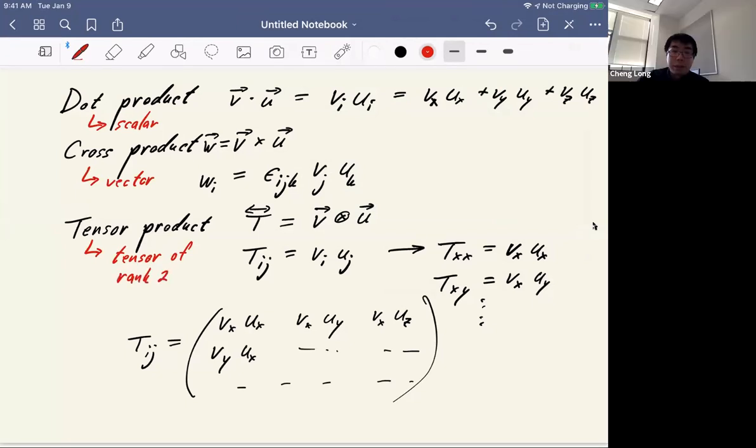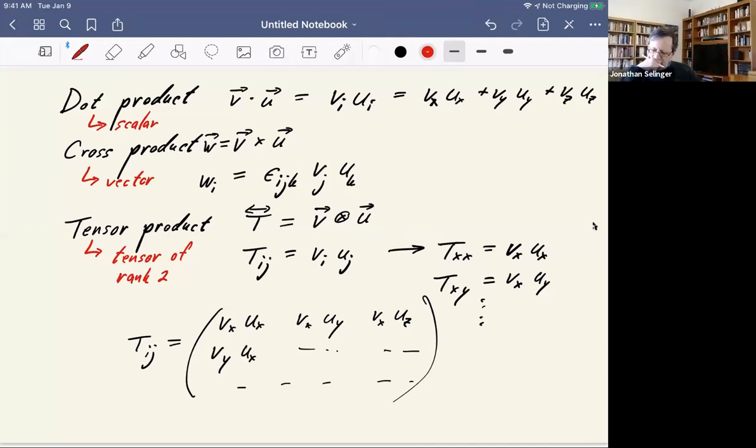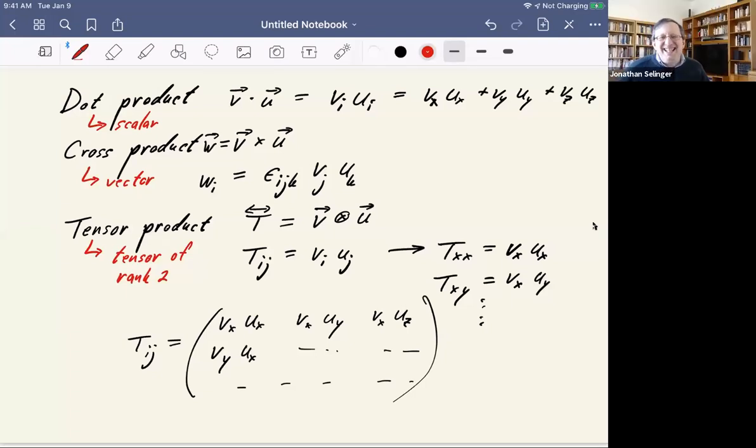Excuse me. Is there a simple way to visualize this tensor product in terms of V and U? I was going to ask the same question, like how the cross product is really easy to visualize because it's a vector perpendicular to the other two. Great question. I don't have a great answer. I'm going to be talking more about visualization in the next class, and so maybe I'll see if I can think of a good answer for you by then. Yeah, let me ponder that one, and I'll get back to you. Thanks.